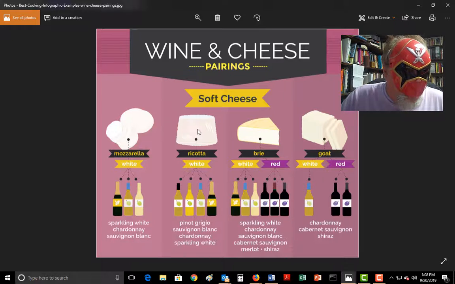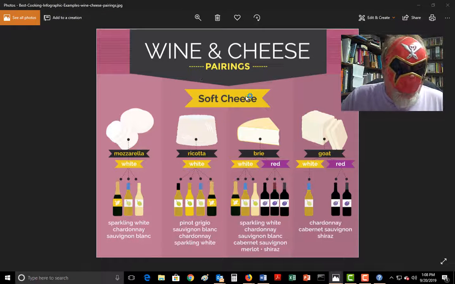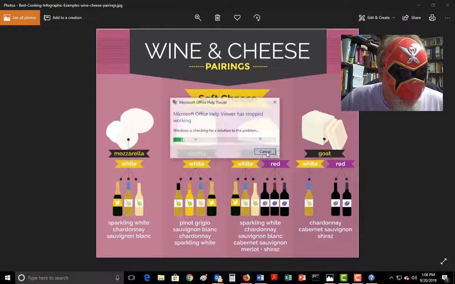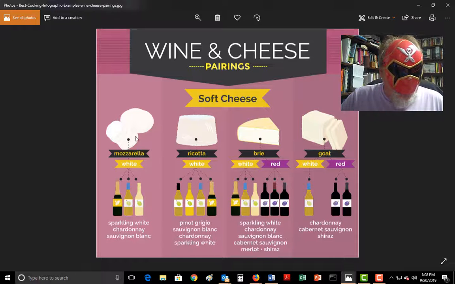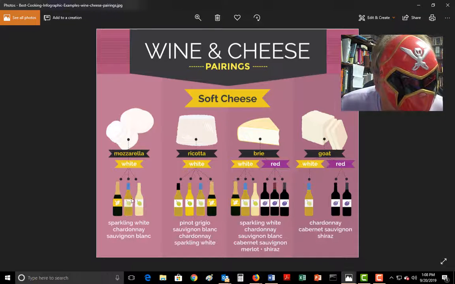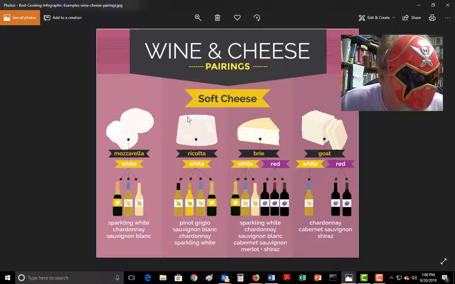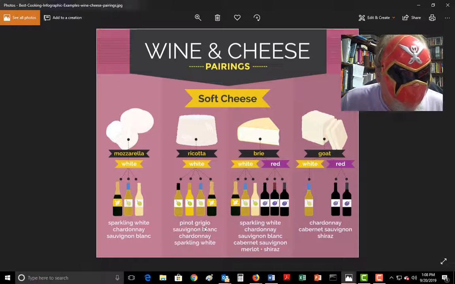But this is just called wine and cheese pairing. So you have different kinds of cheese. In this case, soft cheeses: goat, brie, ricotta, and mozzarella. And we have the wines that go with them. Depending on the soft cheese you like, these kinds of cheeses we know go just with white. These are sparkling wines, Chardonnay, Sauvignon, these others as well.